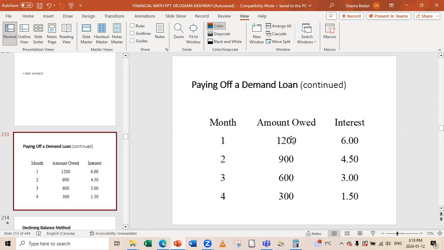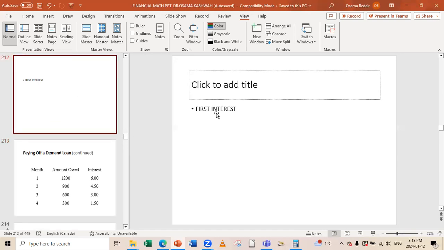So there will be a deduction each time. When you pay 300 from the origin of the loan, 1,200, then it's only 900. Then when you deduct another 300, 900 minus 300, that will be 600. Then for the fourth month, 600 minus 300, that will be 300. So we have 4 sums of money, and each of them is $300. It will be deducted from the origin. The point is how to calculate each interest now.